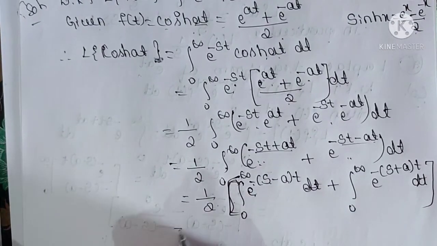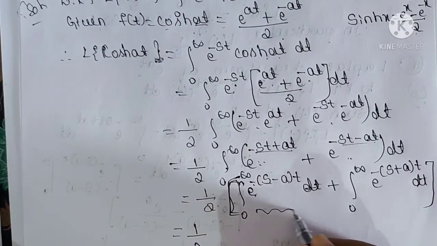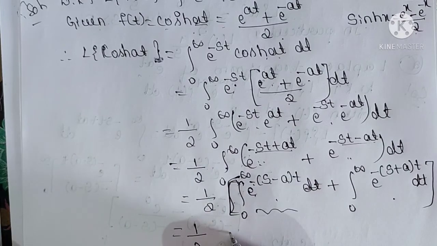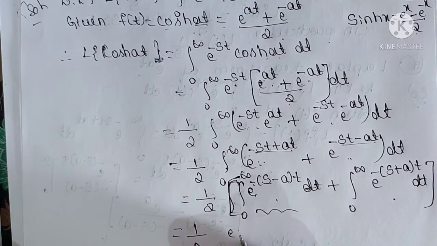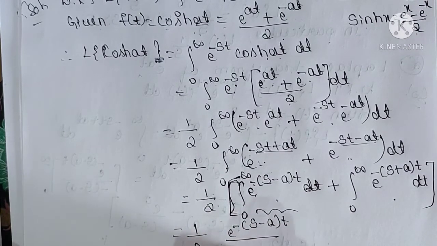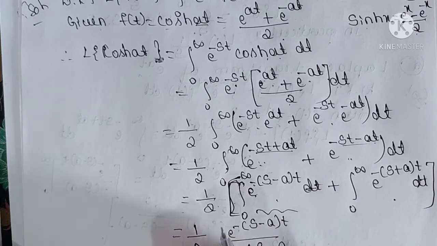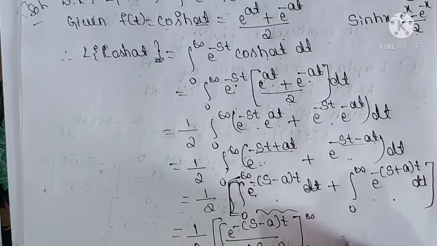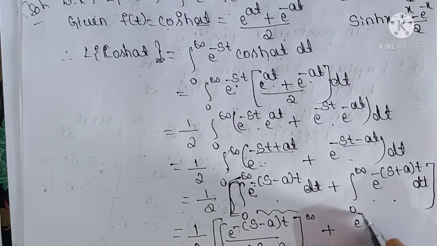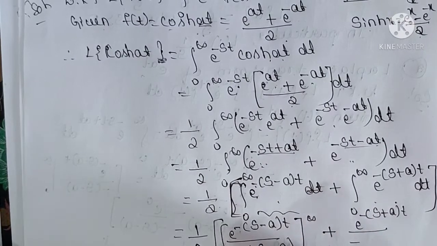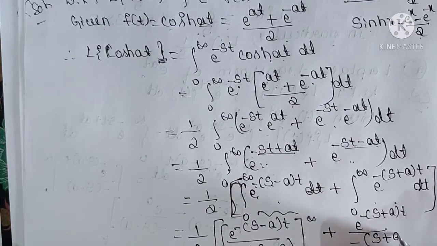Now 1 by 2 as it is. Now integrate this function with respect to t. Integrating this function with respect to t, we will get e to the power of minus (s minus a) t divided by minus (s minus a), limits 0 to infinity. For this, e power minus (s plus a) t divided by minus (s plus a).